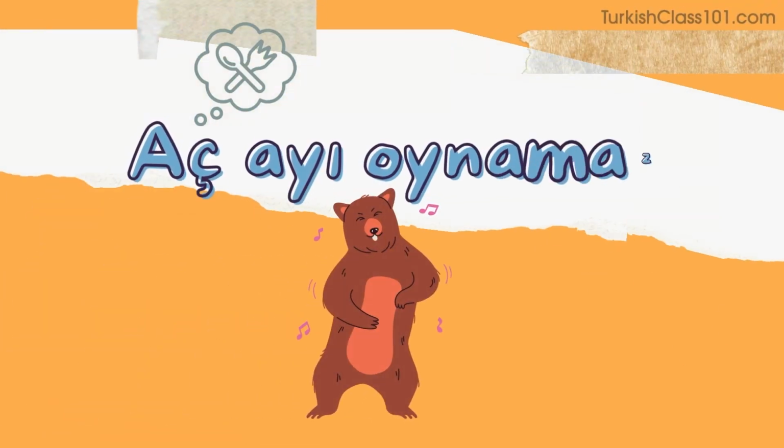Okay, fifth proverb. Aç ayı oynamaz. Finally, we have aç ayı oynamaz, which translates into a hungry bear cannot dance. You may think, bear dance, what is this? This proverb means that one must have their needs met before being able to focus on other tasks.